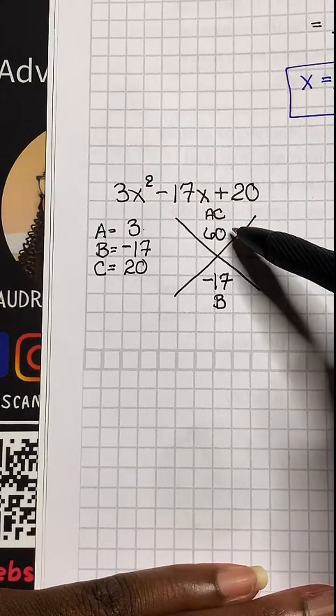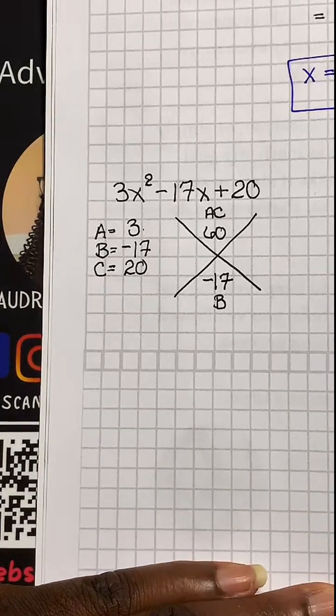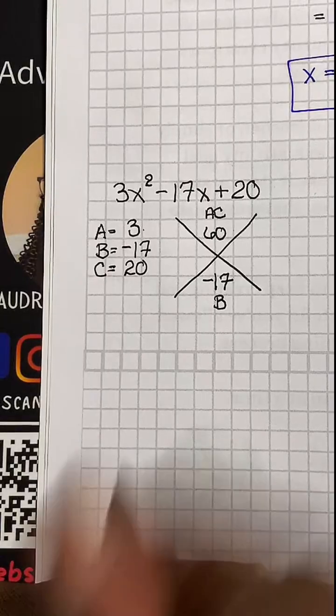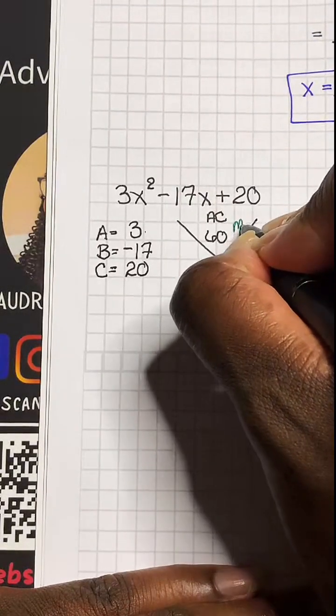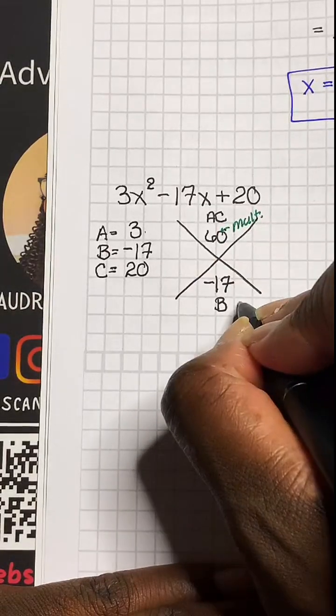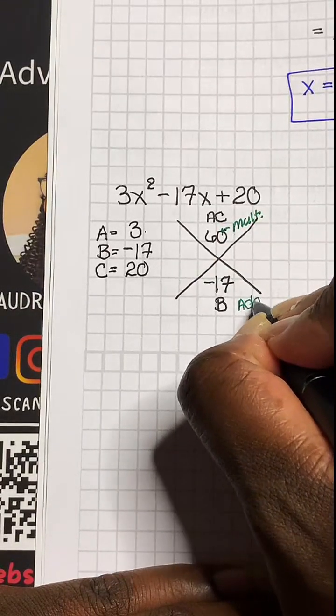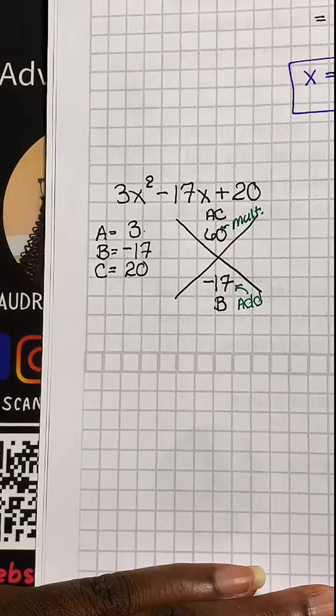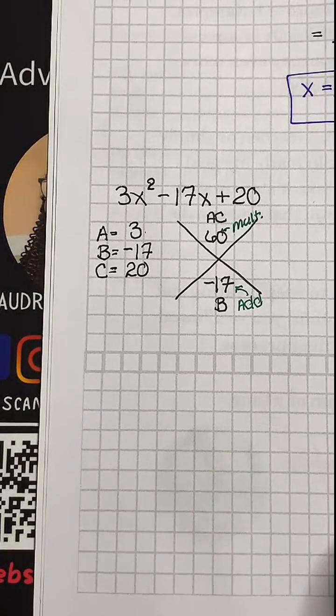What two numbers multiply? So what two numbers multiply to give me 60 and add to give me negative 17? What are two numbers? Multiply to give me 60, add together to give me negative 17.